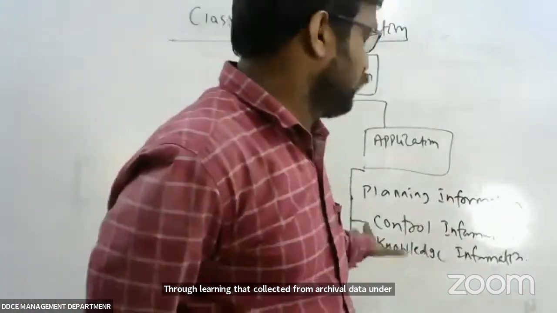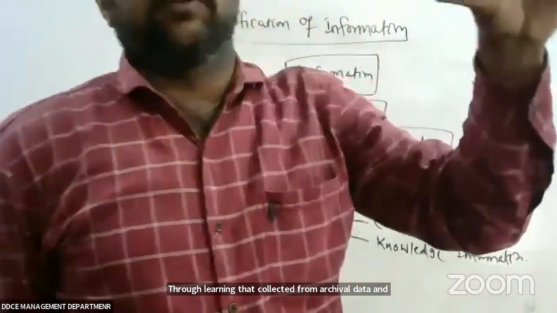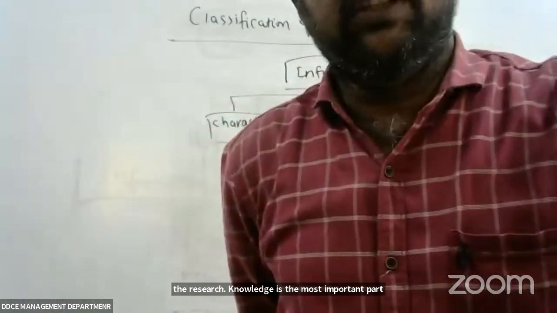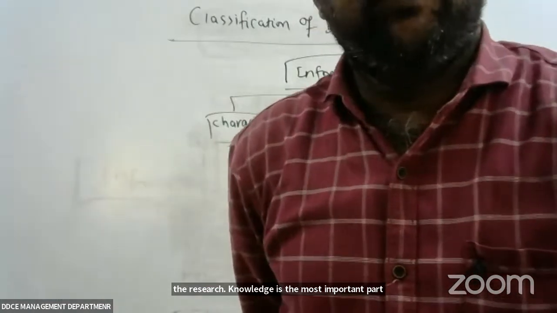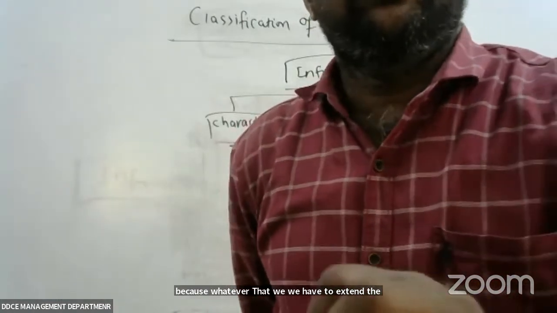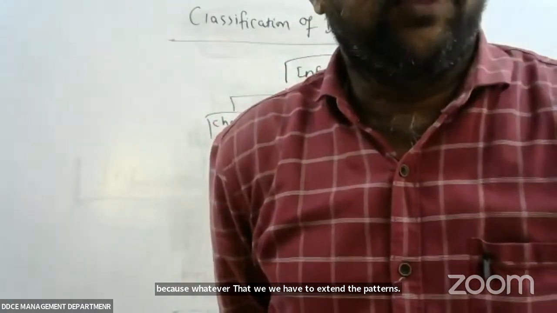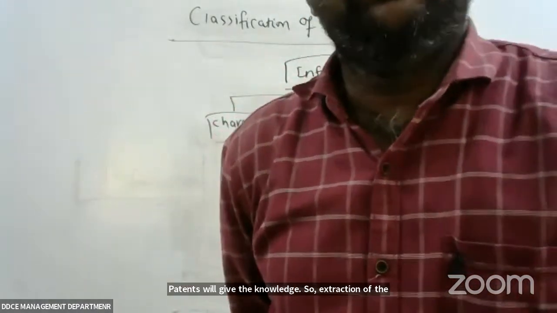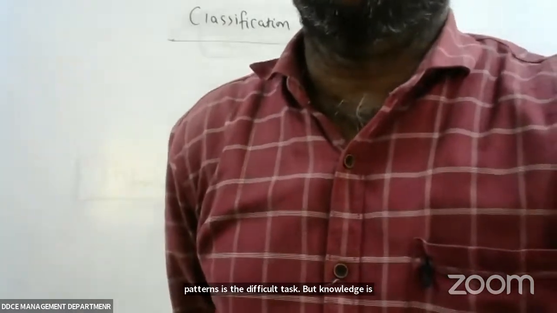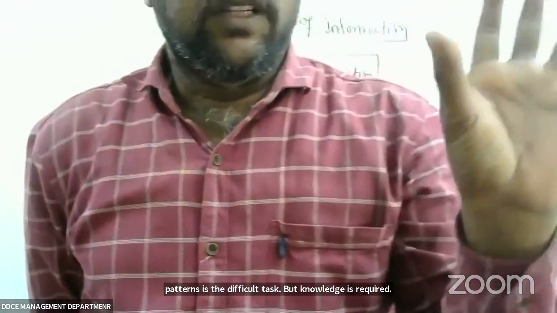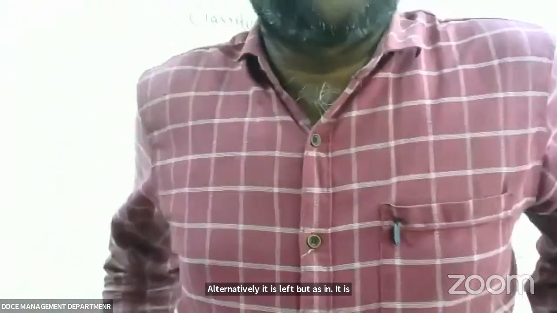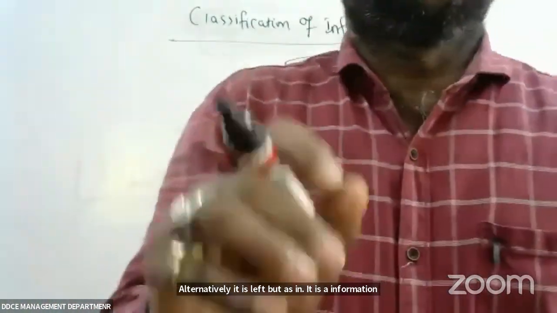Knowledge is the most important part, because whatever data we have, we have to extract the patterns. Patterns will give the knowledge. Extraction of the patterns is a difficult task, but knowledge is required. Alternately, it is referred to as information about information. Data about data is metadata.